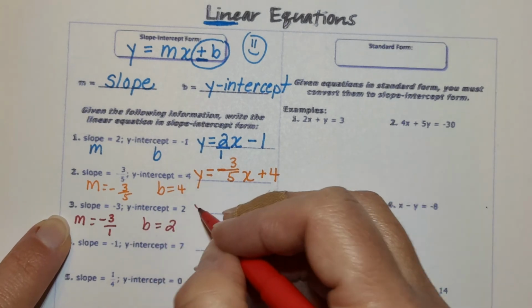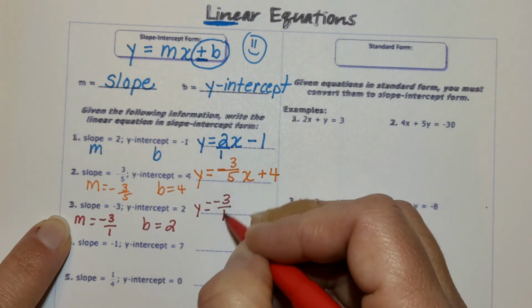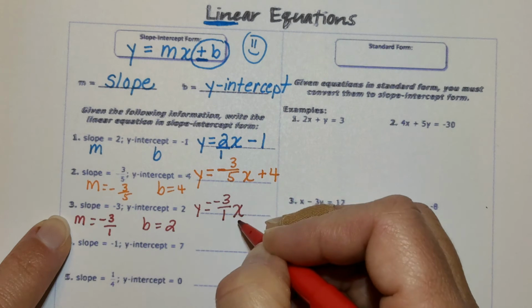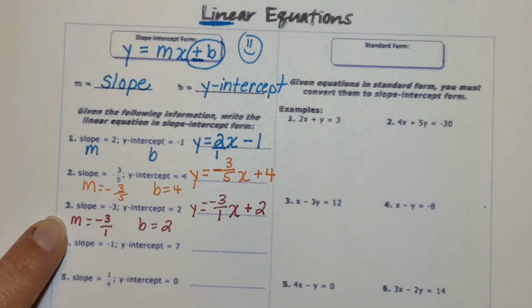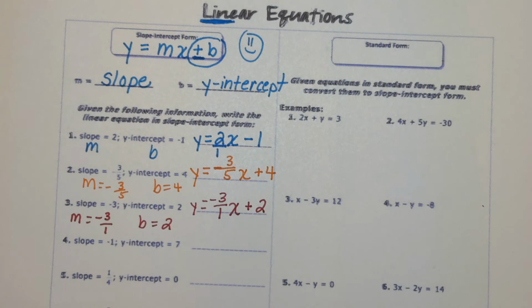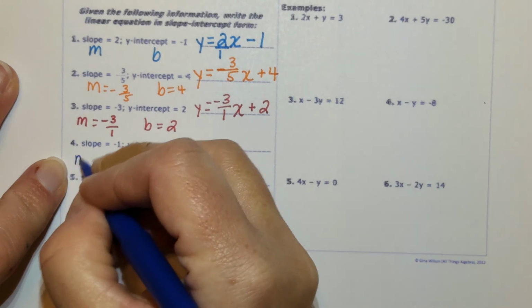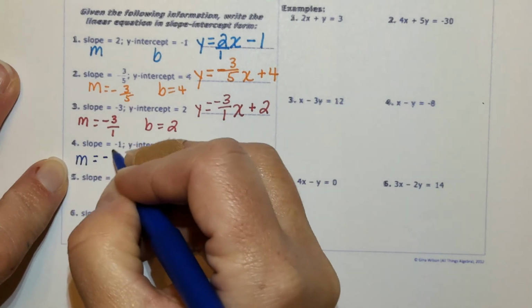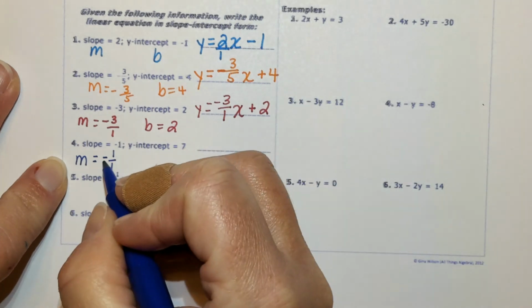Slope, which is m, is -3, which I'm going to write as a fraction. And the y-intercept, which is b, is +2. Cool. Y equals -3/1, because I like it like that, x, and it's plus because it's +2. Not too hard, right? I got news. This is about as easy as it gets for slope-intercept. Let's do the next one.